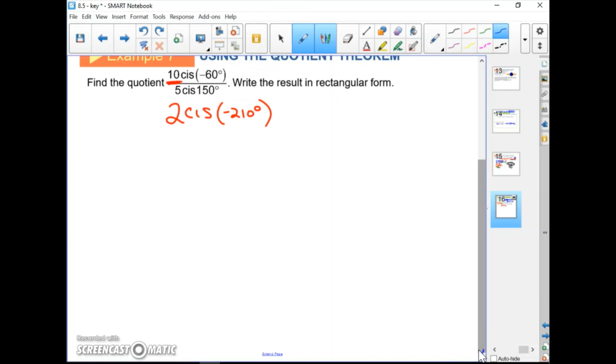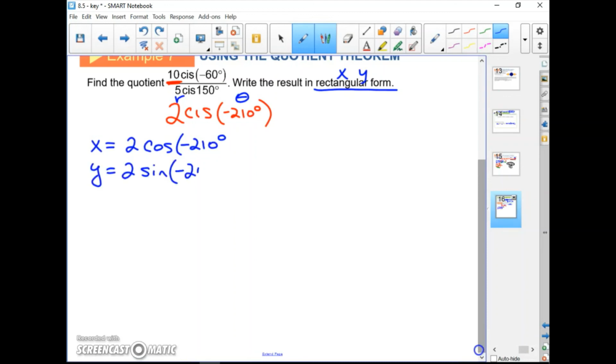That would be awesome if we could leave it, but since this wants rectangular form, they're wanting x and y. Okay? What we have is polar form with r and theta. So rectangular form is going to look like x equals 2 cosine negative 210 degrees, y equals 2 sine negative 210 degrees. So let's look at 210 degrees, or negative 210 degrees. Negative 210 takes us past negative 180 into the second quadrant. It's a 30-degree reference in the second quadrant.